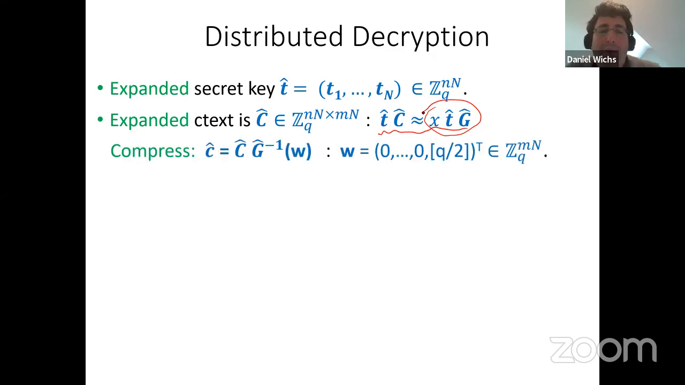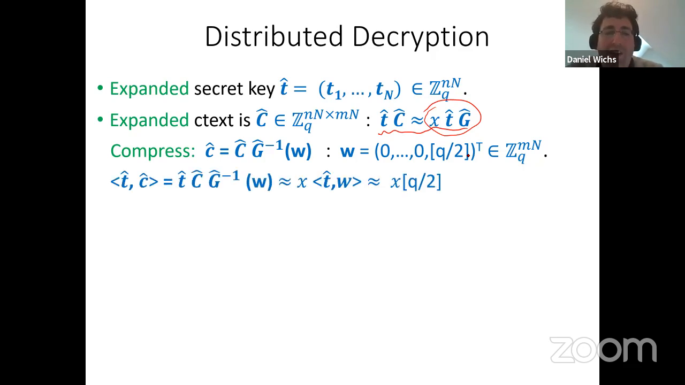And that's an easy step. I'm just going to multiply this expanded ciphertext by G inverse of W, where W is just the all-zero vector, except for a Q over 2 in the last component. What that essentially does is that I get a compressed ciphertext C hat, such that if I take the inner product of the compressed ciphertext and the expanded key, I just get X times Q over 2.